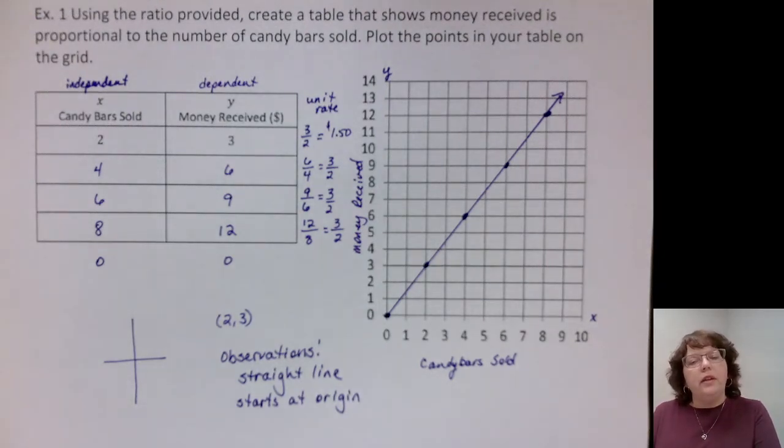Okay, very good. Those are some good observations. So remember when we created this table, we said that we wanted one that was proportional. So this is a good graph to represent what a proportional relationship looks like graphically, okay? So do you think that all proportional relationships will form a straight line when they're graphed?